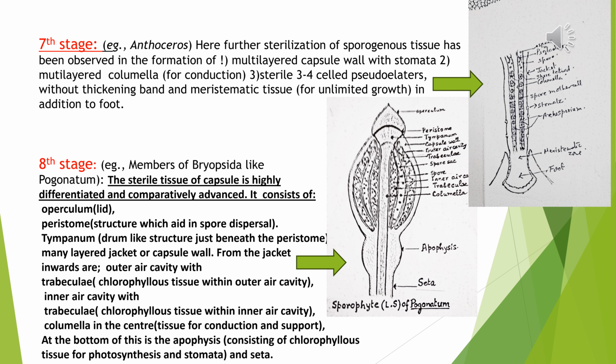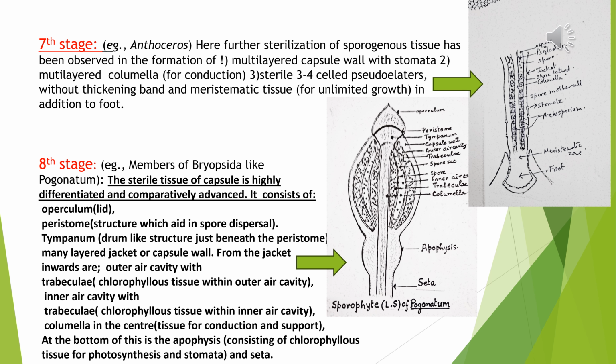Now next is the 8th stage, example members of Bryopsida like Pogonatum. Here's the sporophyte of Pogonatum. The sterile tissue of the capsule is highly differentiated and comparatively advanced. It is very different from the others. It consists of: 1. From the top, operculum, that is the lid; 2. Peristome, structure which aids in spore dispersal; 3. Tympanum, drum-like structure just beneath the peristome.